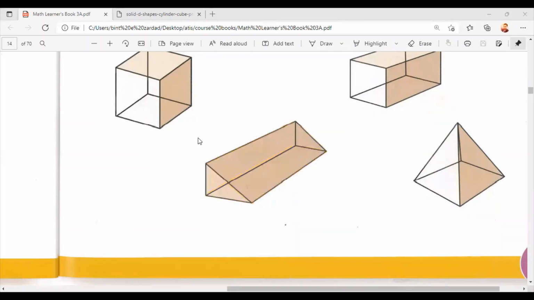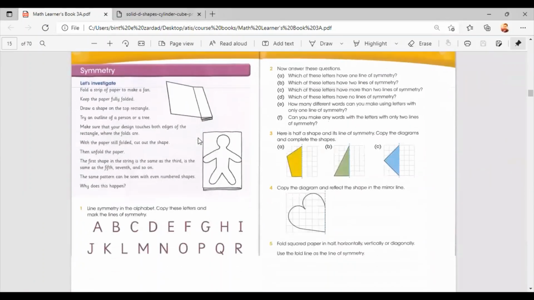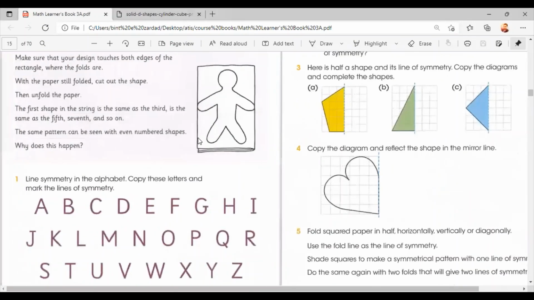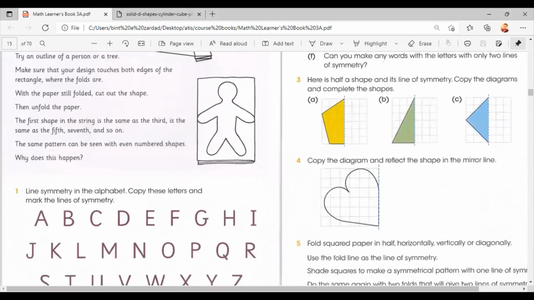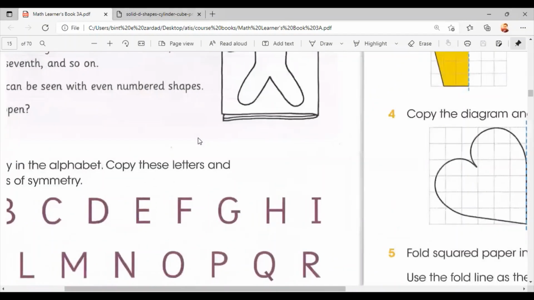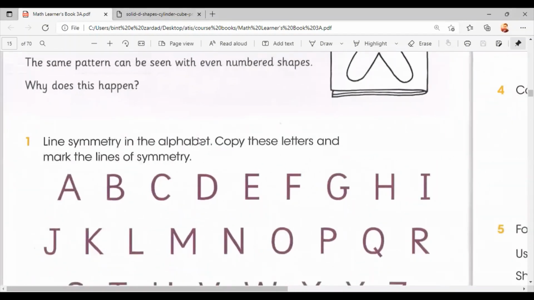Okay, let's move to the next question. Line symmetry in the alphabet. Copy these letters, make a line of symmetry. First of all, we need to find the letters that don't have a line of symmetry. What is a line of symmetry? A line which can divide a shape into two equal parts.